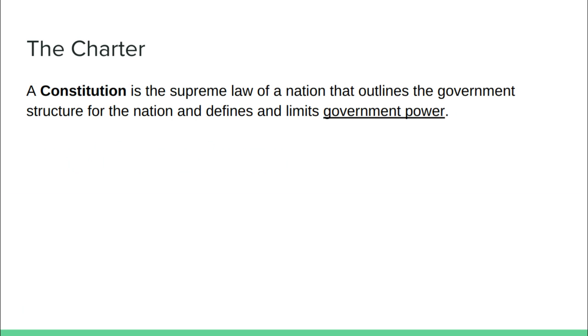The first thing I would like to talk about is, where does the Charter come from? The Charter is actually part of a greater document called the Constitution. And the Constitution is the supreme law of a nation that outlines government structure and defines and limits government's power. So, on top of all the rights protected in the Charter, the Constitution also outlines how the government of Canada and its provinces and its municipalities is structured.